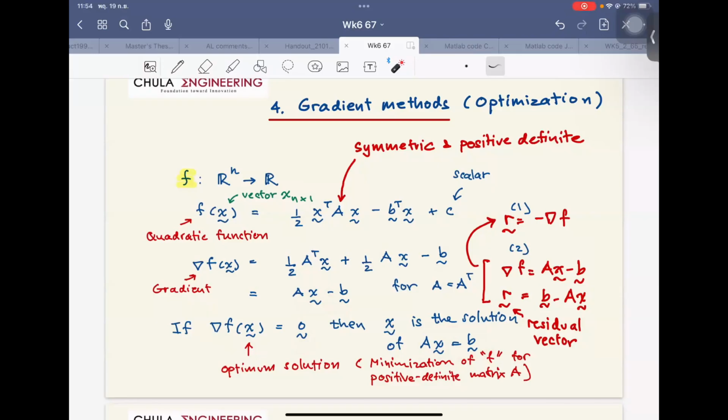Now we start with the quadratic function, defined by this first equation. If we take the gradient, we get this expression for a symmetric matrix A. And the x that minimizes it, that makes the gradient equal to 0.